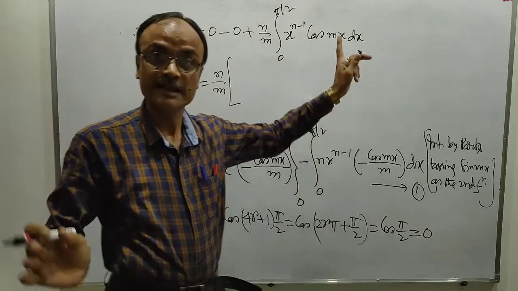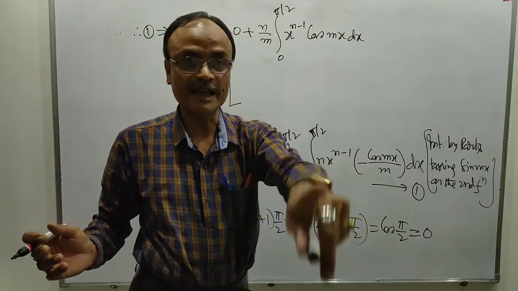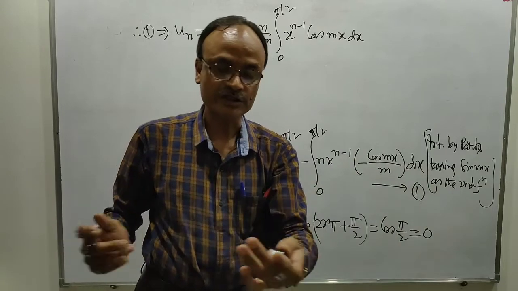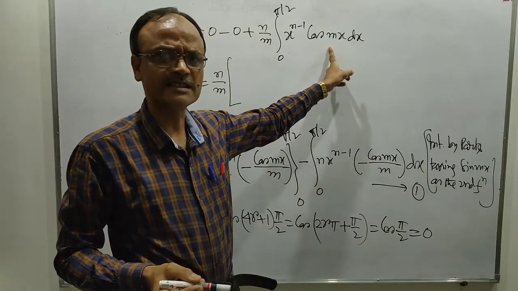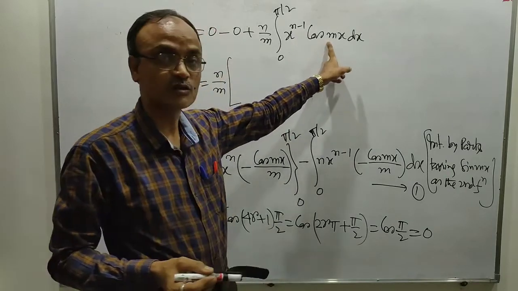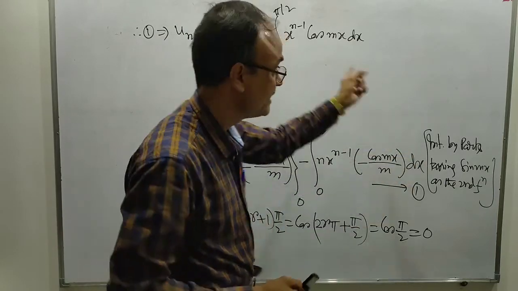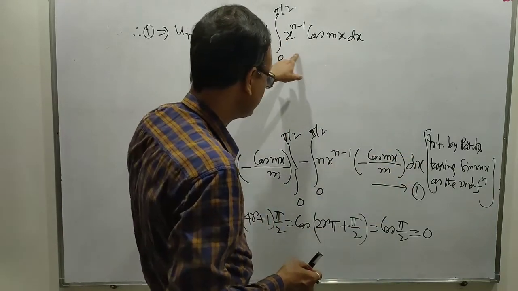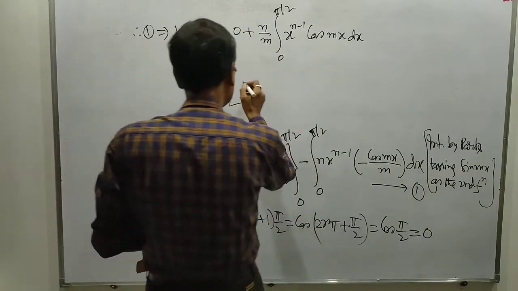Integrate this by parts. In the question, what is Un? Un equal to x to the power n sin mx. Here it is cos mx. You cannot write it here n minus 1, because it is cos. Therefore, you are to integrate again this by parts, taking cos mx as the second function.